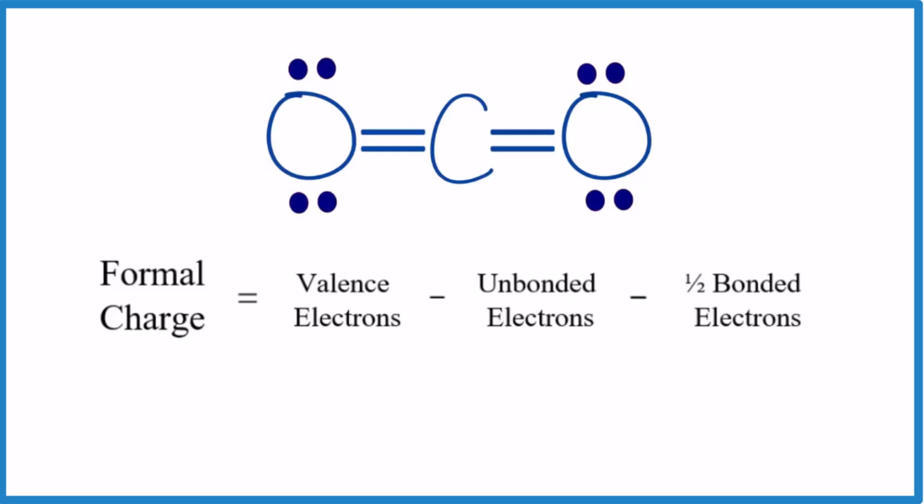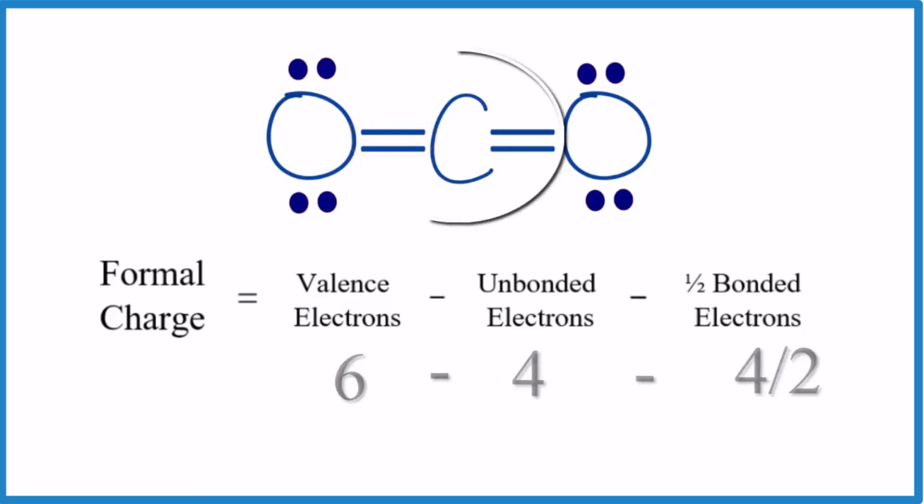So let's take a look at the oxygen first. Both of the oxygens are the same, so we only need to do one of them. Oxygen is in group 16, sometimes called 6A on the periodic table. It has 6 valence electrons. It has a total of 4 unbonded valence electrons, and then a total of 4 bonded valence electrons. And that's because each one of those lines represents a pair of electrons, and we have 2 lines. So 2 plus 2 equals 4.